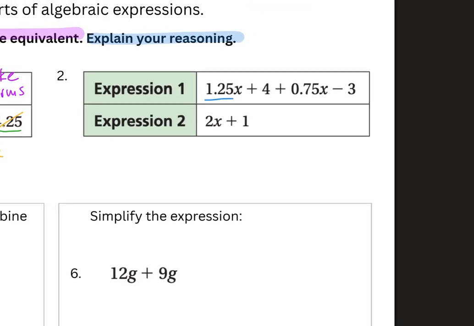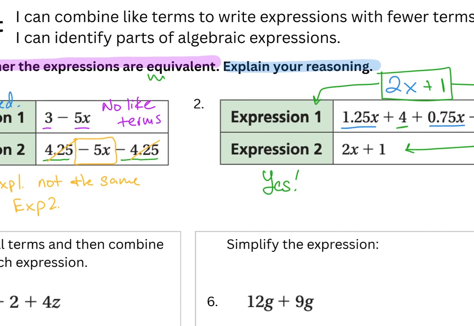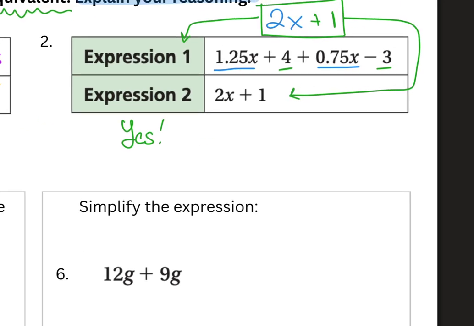Right, number two. This top one, oh look, we have not common terms, we have like terms. 1.25x plus 0.75x, that's 2x. 4 minus 3, that would end up being positive 1. This is what expression number one simplifies to, and oh my goodness, that is the same as expression number two. So yes, they are equivalent because expression one is the same as expression two. Okay?